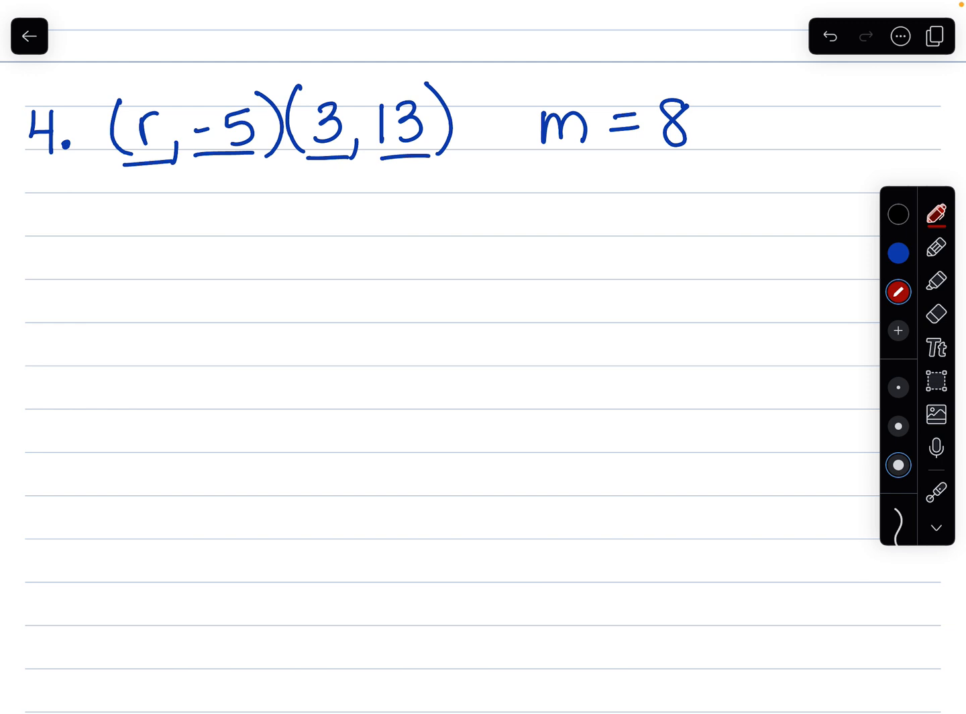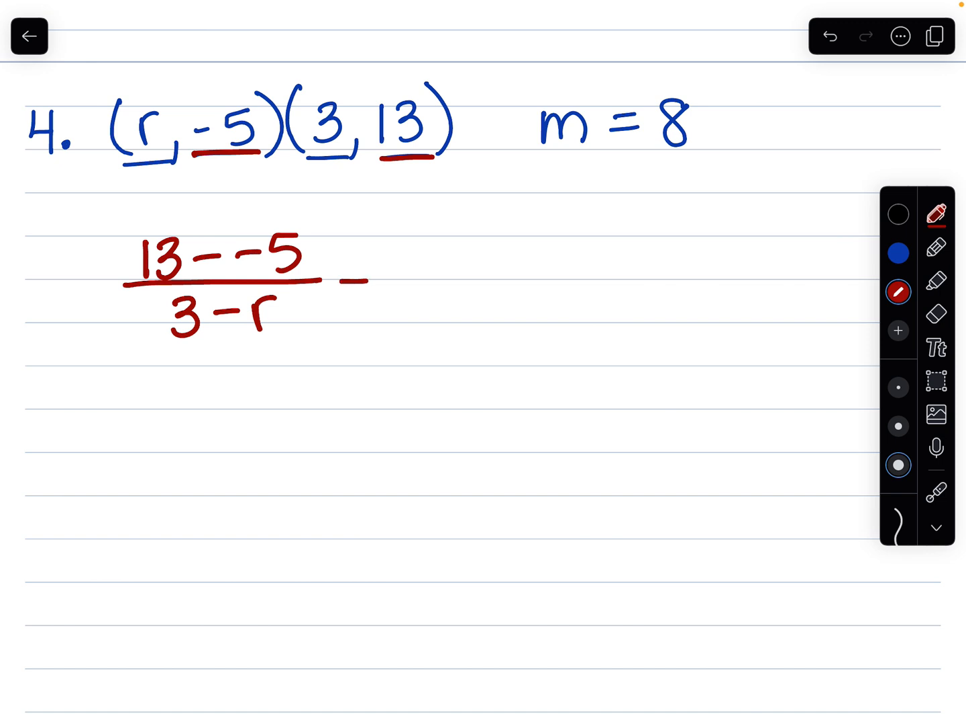Maybe do it just like we've been doing it, and then in the end, plug in. Okay. I like where you're starting. You said do it how we've been doing it. So tell me what you would do. 13 minus negative 5. So y2 minus y1, I like that, over what? Over 3 minus r. Now, here's a question I'm going to ask. Usually, we solve this to get slope. Well, we already have the slope, so how could I use this 8?